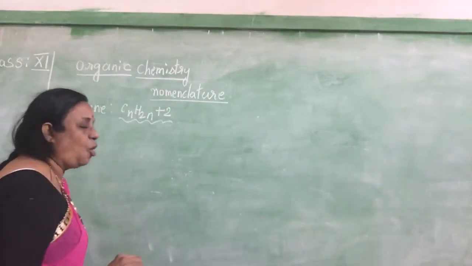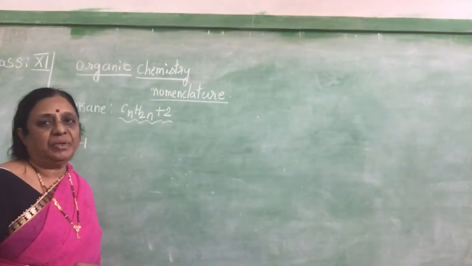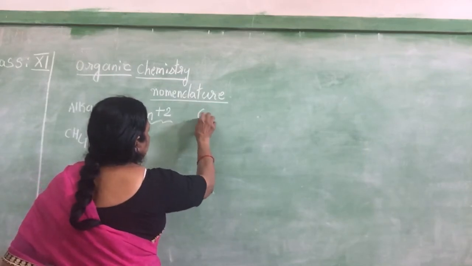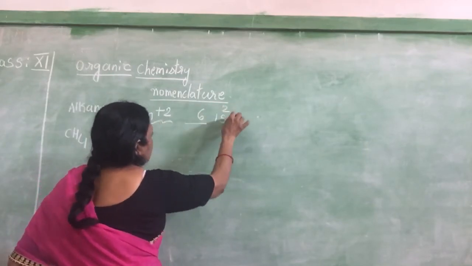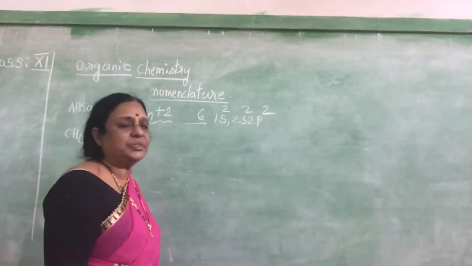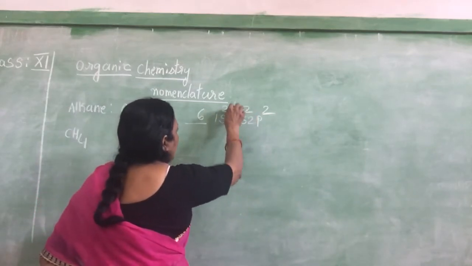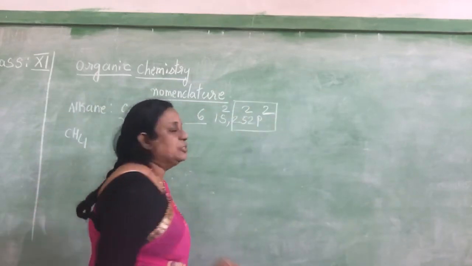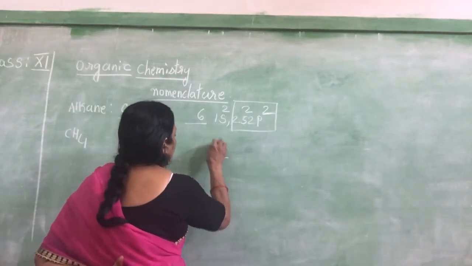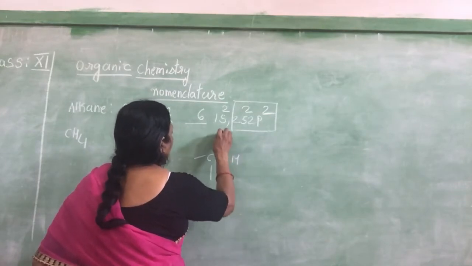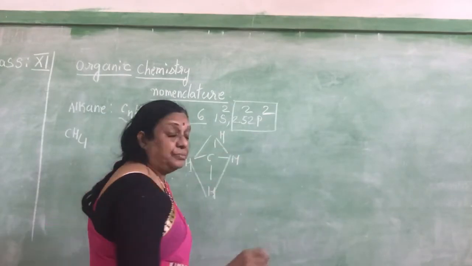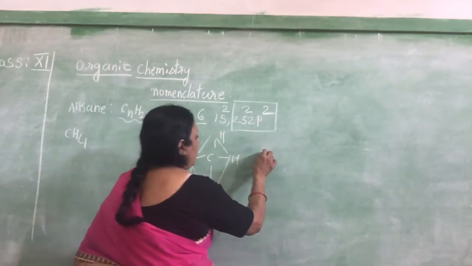Now before starting the nomenclature, you must know how to balance the carbon atom. Now the atomic number of carbon is 6. Electronic configuration 1s2, 2s2, 2p2. Okay children, 1s2, 2s2, 2p2. Now in the outermost orbit there are 4 electrons. So it needs 4 more electrons. So each carbon atom is tetrahedrally bonded to 4 hydrogen atoms. Okay children.